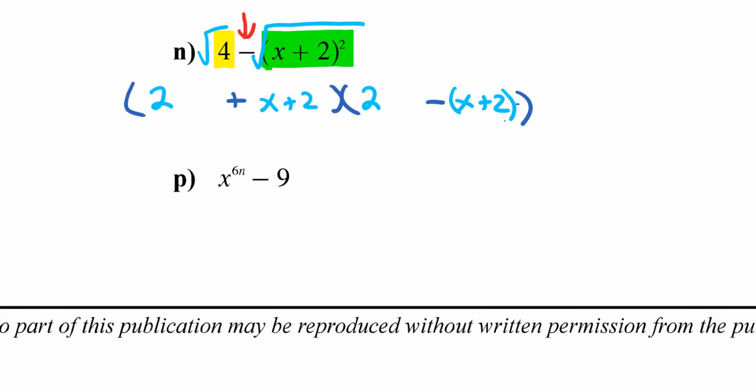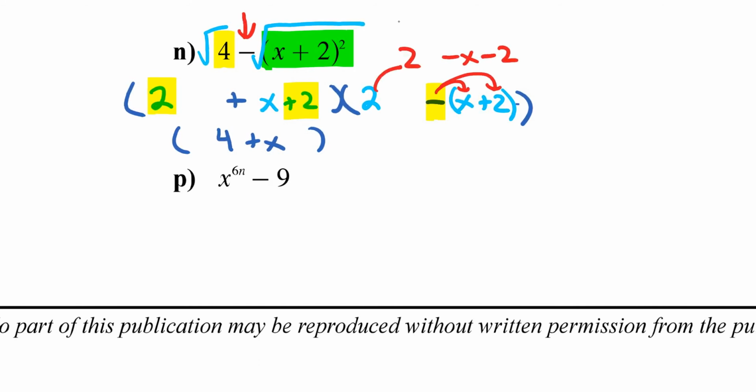Now, although this is correct, you can still continue to simplify this. So 2 plus 2 is going to be 4, so this is going to be 4 plus x. And over here, you have a minus sign, so if this minus sign distributes into the brackets here, you get negative x minus 2, and you still have that 2 there, and you'll notice that these 2's cancel off, giving you just a negative x there. All right, so that's the final answer there, 4 plus x times negative x.